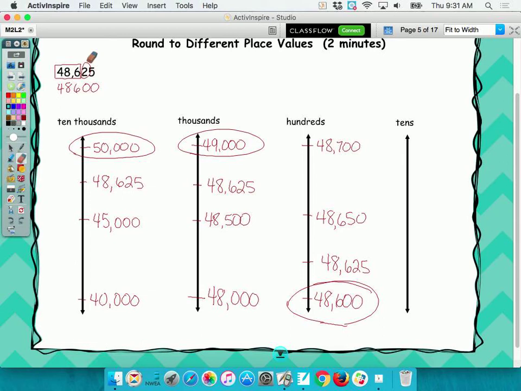Okay. Next one, nearest what? 10. Okay, so I'm going to box everything up to the tens place. 4862, and the 5 changes to a 0. So that goes on the bottom of my number line. 48,620. 48,630. Sadie wants to say the midpoint.